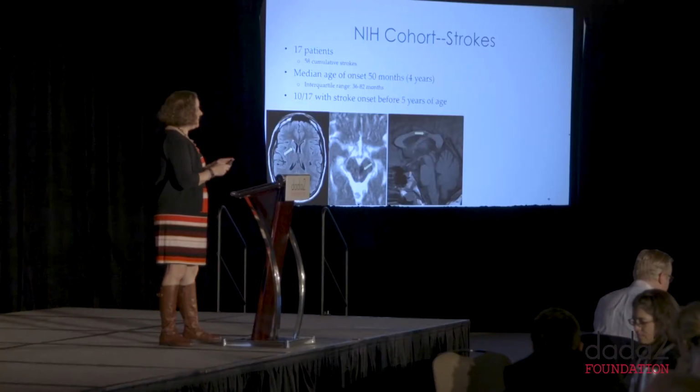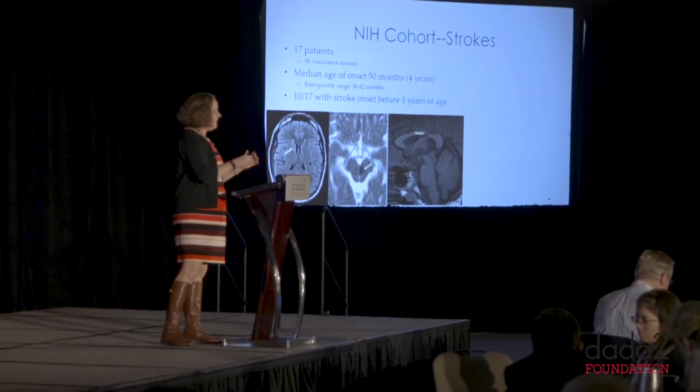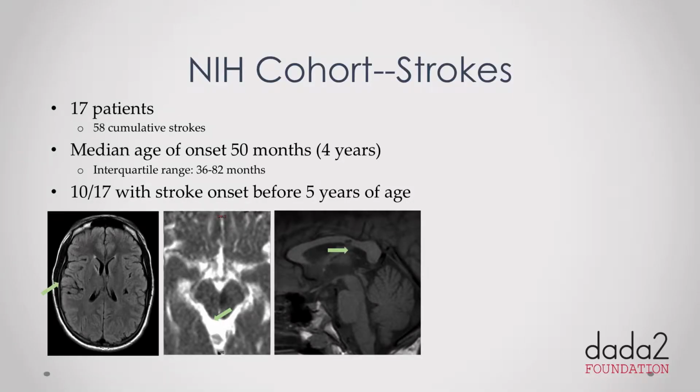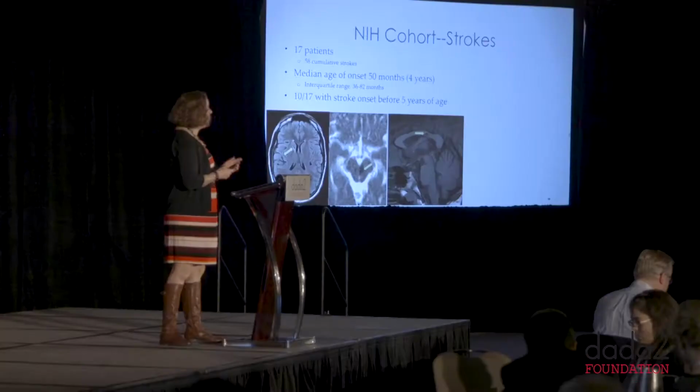Within our cohort of 25 patients, 17 of them have had strokes. Cumulatively, they have had a total of 58 strokes, and the median age of onset is just over 4 years of age. 10 of the 17 have their first stroke before the age of 5 years, and the oldest patient in our cohort at the time of his first stroke was 12.